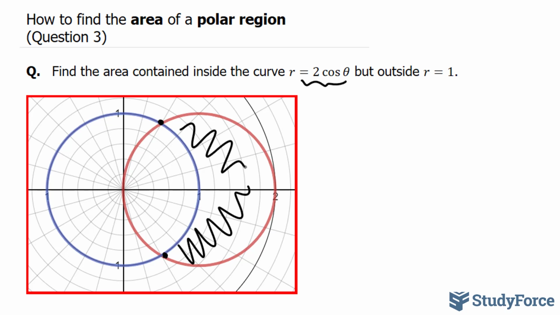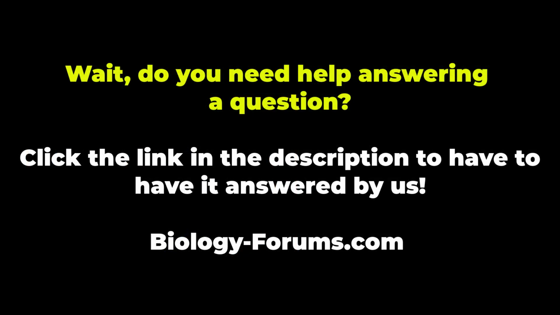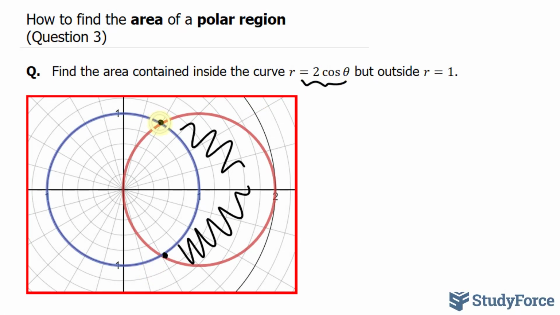Now to do this problem, what we have to do is find the area of the red and subtract by the area of the blue. Of course, you need to find where they intersect. So that's our first step. We need to find where they intersect, and that will represent our lower and upper bounds. Here's how to do that. We'll set this equation and this equation equal to each other. So I'll have 1 is equal to 2 cosine theta, and I'll solve for theta.